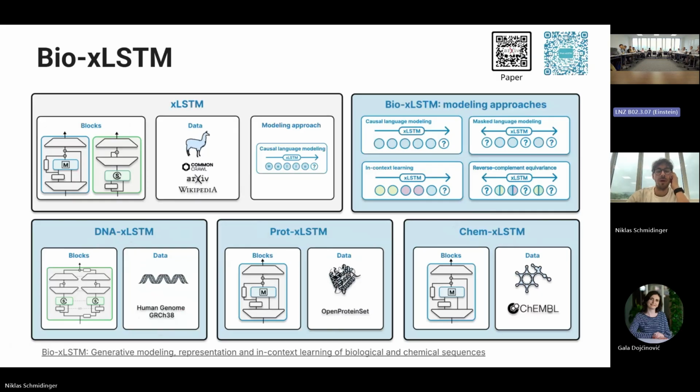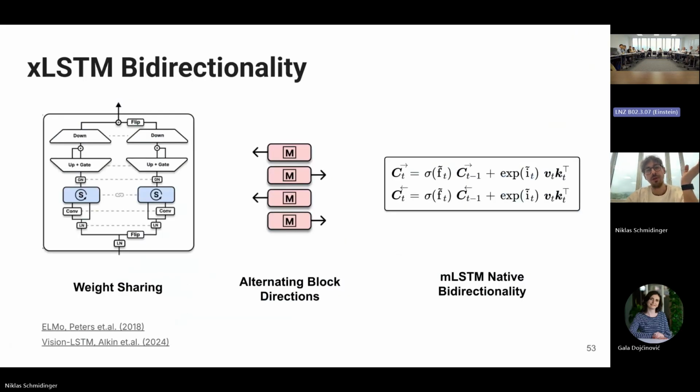One thing that's important for biology, again like with images, is that biology does not have an inherent direction. So how do you process a DNA sequence? It does not have the causality that you have with natural language. So we had to explore different bidirectional methods for the xLSTM. And one actually old thing to do is weight sharing.